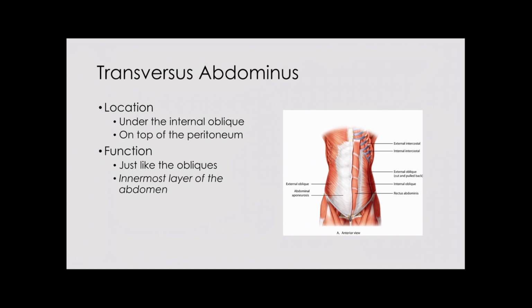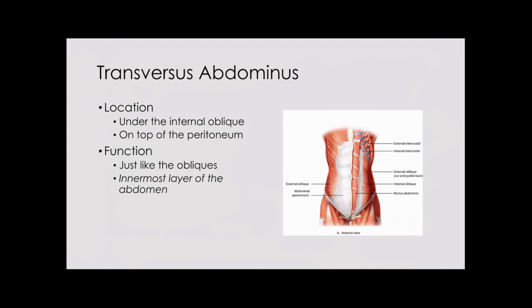Your transversus abdominis is going to be under your internal oblique. So remember, you have your rectus abdominis, then, not really under but kind of next to it, your external oblique. Under your external oblique, you have your internal oblique. Under your internal oblique, you have your transversus abdominis.